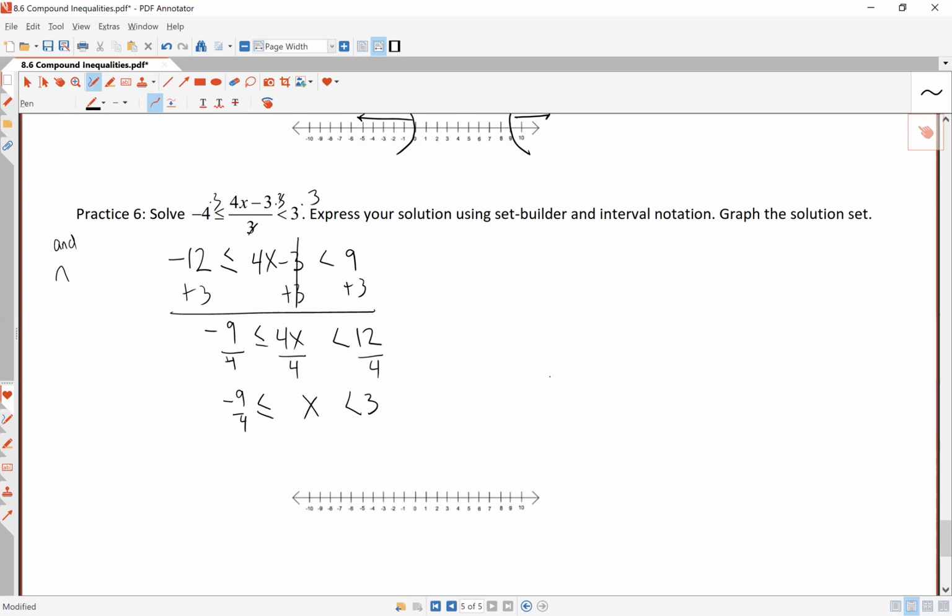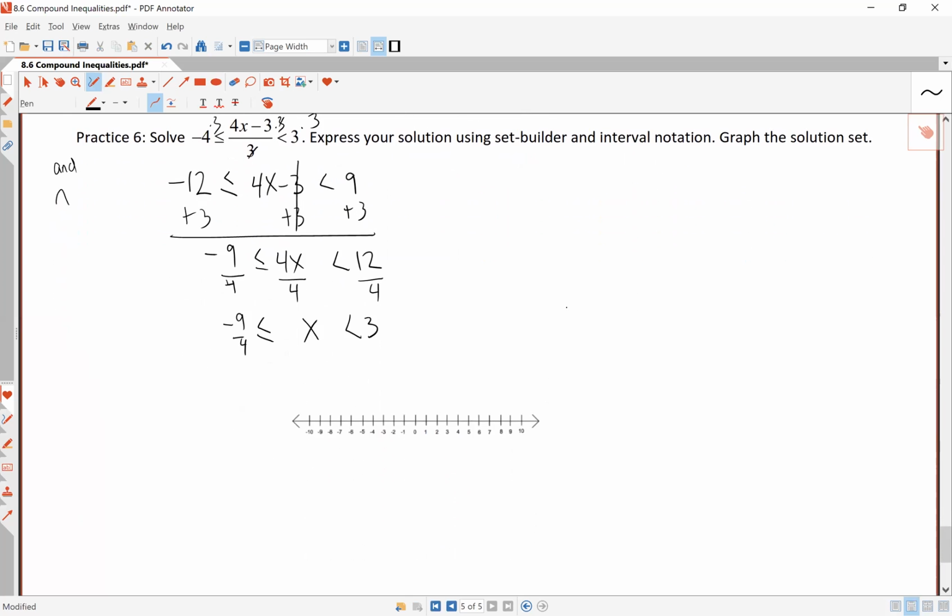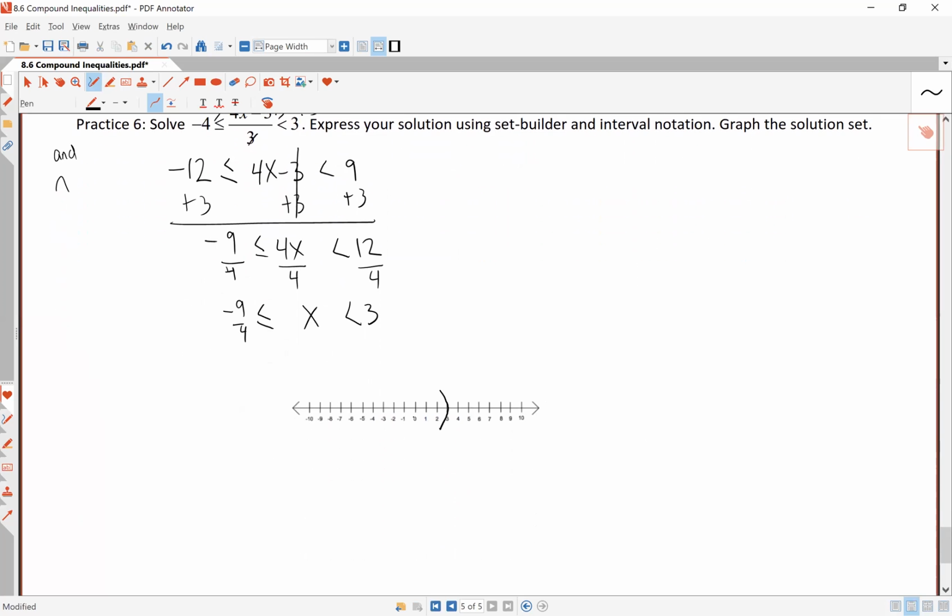So this is the and, or the intersection of two sets. So it's less than 3, greater than or equal to negative 2.25. In set builder notation, this is the set of x such that x is greater than or equal to negative 9/4 and less than 3. And in interval notation, the left side is negative 9/4 and the right side is 3.